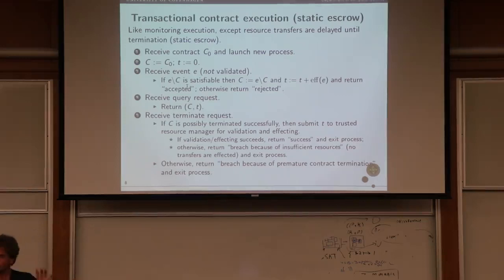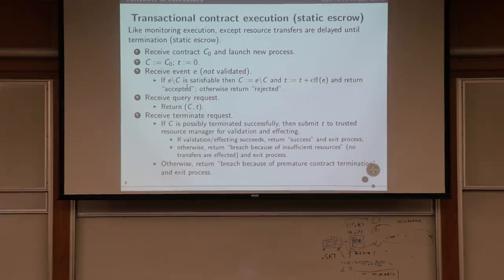It's the same contract as we did under monitoring, but now we're going to execute it under escrow, static escrow. Same contract. We haven't changed the contract, we've just changed the contract manager. So we receive a contract C0, launch a new process, and initialize the contract state we're in to C0. C0 says what remains to be done.